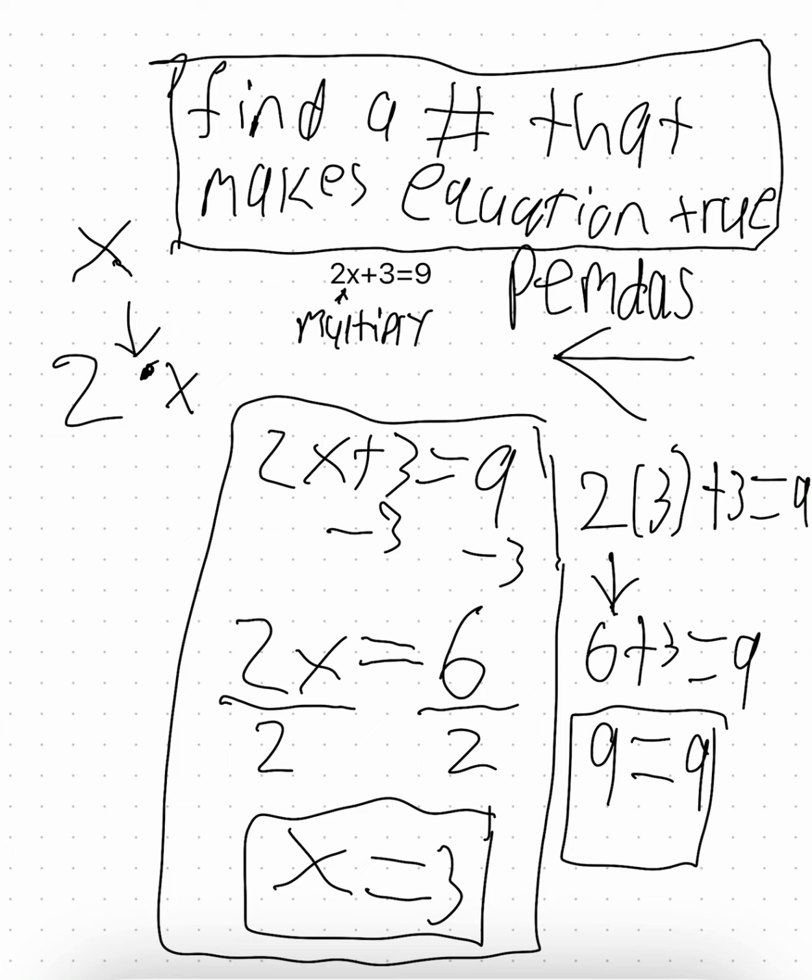So if you want to make sure you're right, you have to check your answer by plugging in x again. So you take whatever answer you got and you plug it back in. If you get something like 6 is equal to 9, you got the wrong x value.